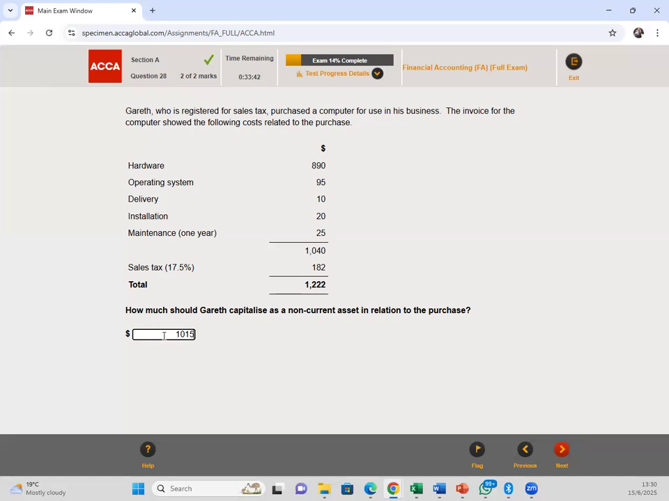Then maintenance is not part of the cost, unless maybe if it was once off, but this is being done over a period. So if the machine needed maintenance before it can be used, then we could consider putting it as part of cost. But if it is to be provided over a long period, then it ceases to become part of the cost.